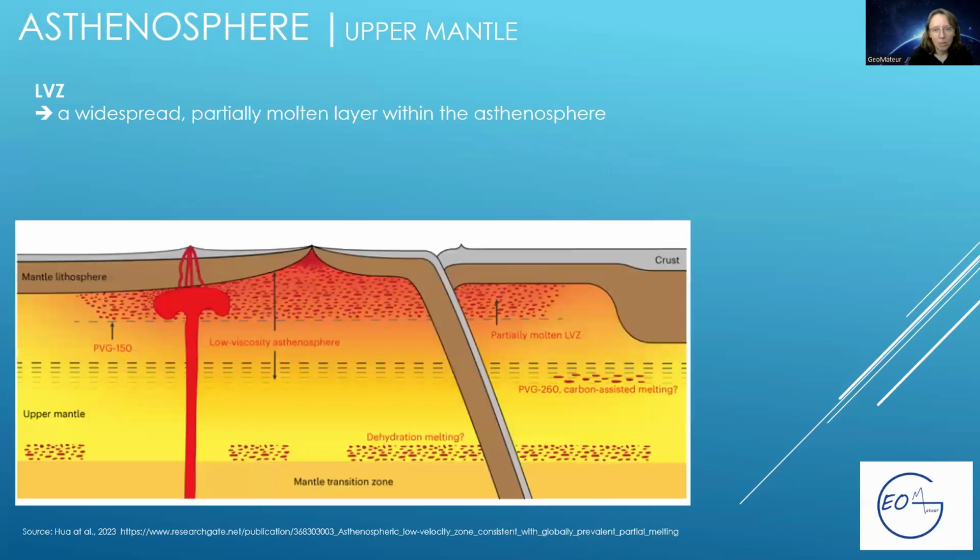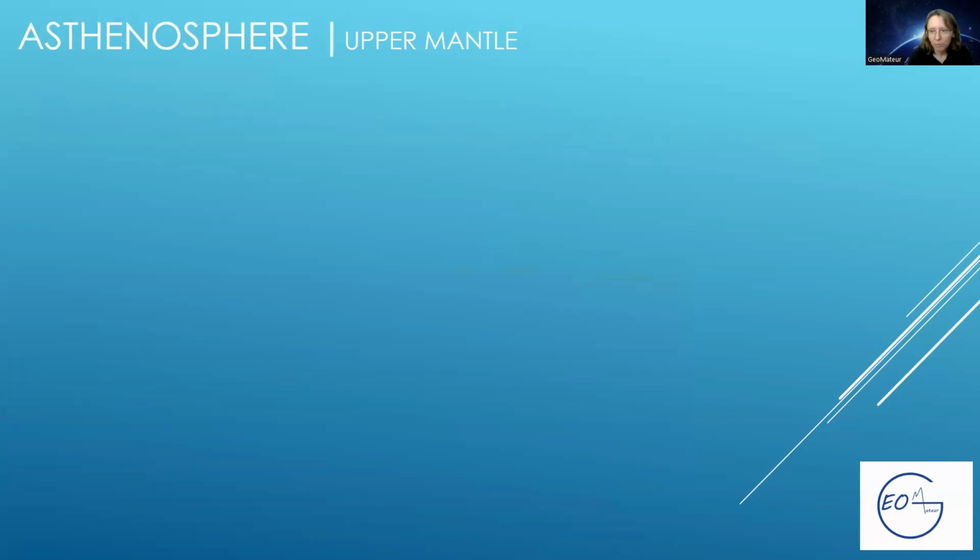The low velocity zone is a widespread, partially molten layer within the asthenosphere. As I told you, it's at the top of the asthenosphere, so close to lithosphere. It's a low viscosity layer, and there are gradual changes in pressure and temperature with depth.